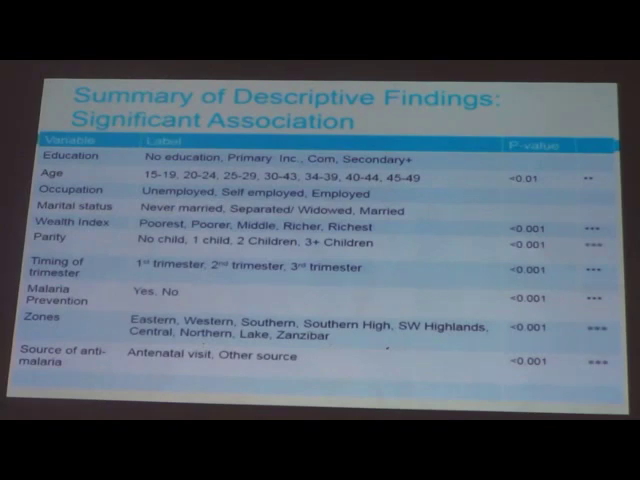And we did univariate analysis to look at what sort of factors can be related with whether the mother is completing the recommended dosage or not. You can see issues around age, occupation, marital status, wealth, parity, timing of the first visit, and whether the mother knows about malaria prevention, also the zone where the mother is coming from, and where to get the antimalarials. These are related with the uptake of IPTP.